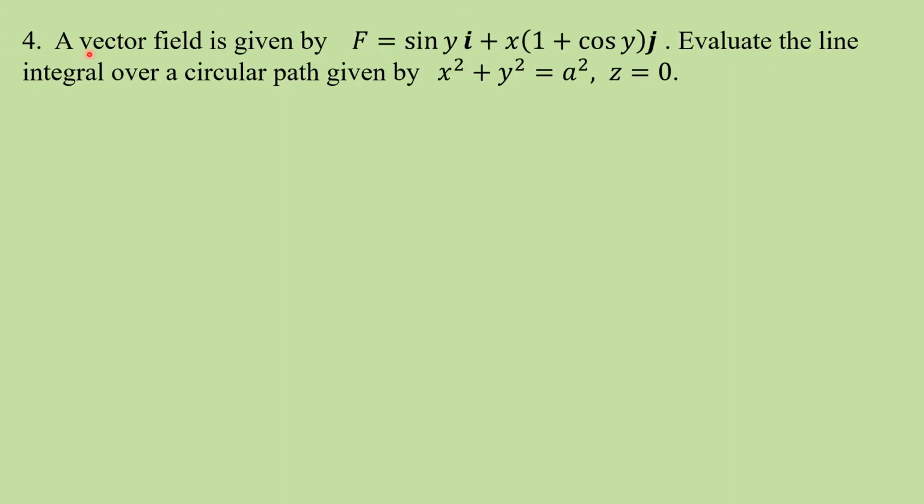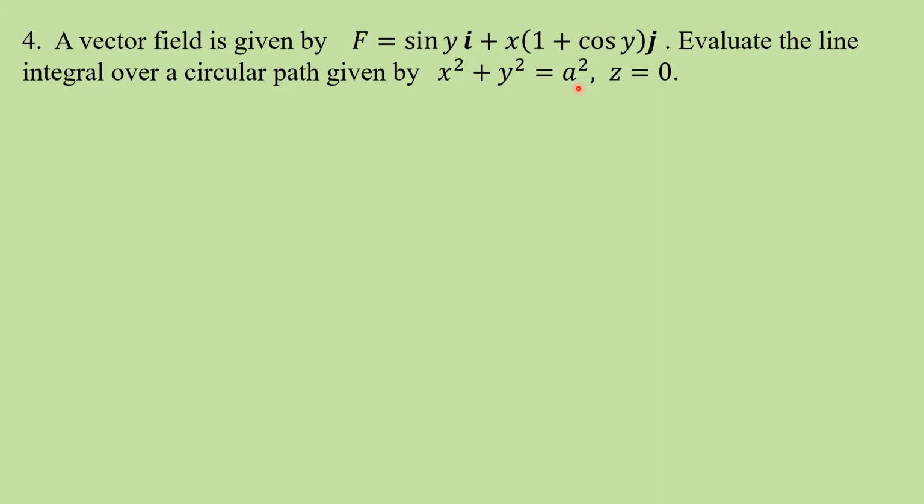Next, I take problem number 4. A vector field is given by vector f equal to sin y i plus x into (1 plus cos y) j. Evaluate the line integral over a circular path given by x² plus y² equal to a², z equal to 0. So here I want to find the line integral of f along the circular path, that is x² plus y² equal to a².